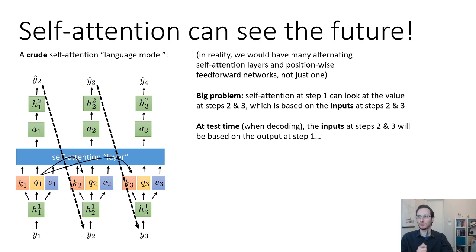So at test time when decoding, the inputs at steps two and three will depend on the output at step one, but the output of step one depends on the attention at step one, which depends on the inputs at steps two and three. So it's a circular dependency, which means that we can't use this to decode one token at a time. We can't use this to generate an entire sentence, right? Because generating the output at step one requires knowing the inputs at steps two and three, but those inputs are determined by the output at step one.